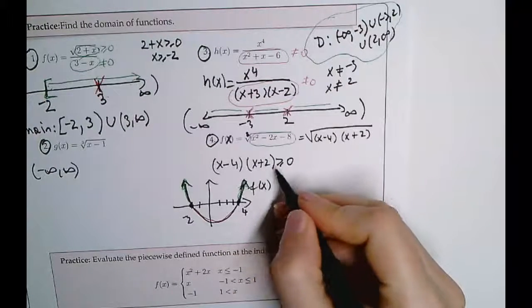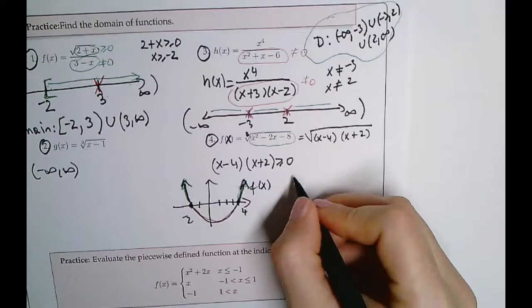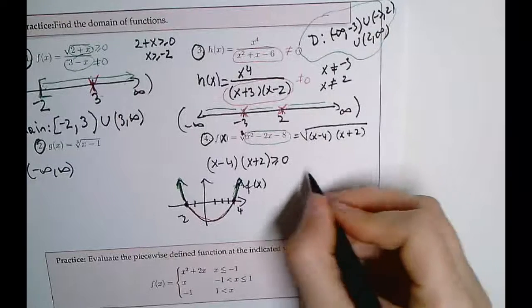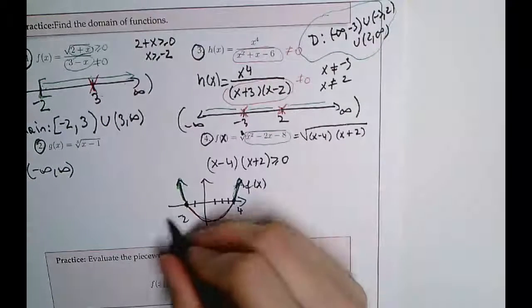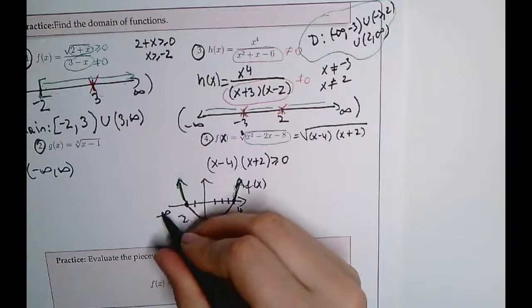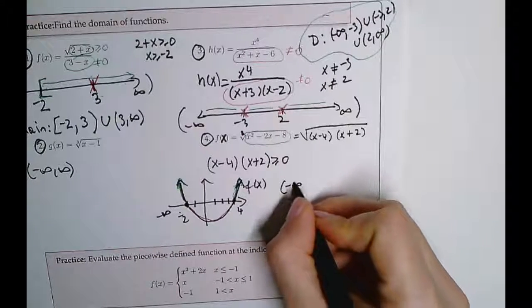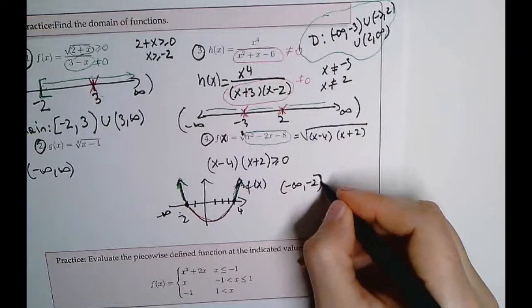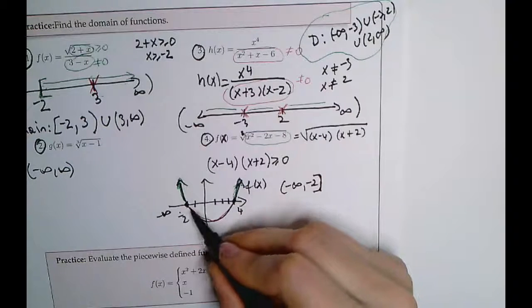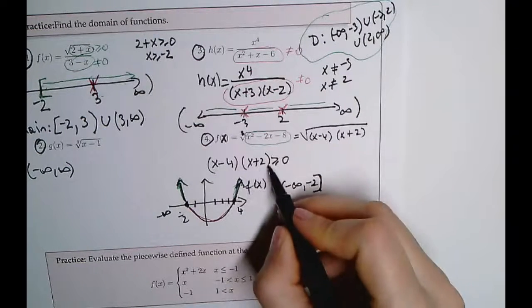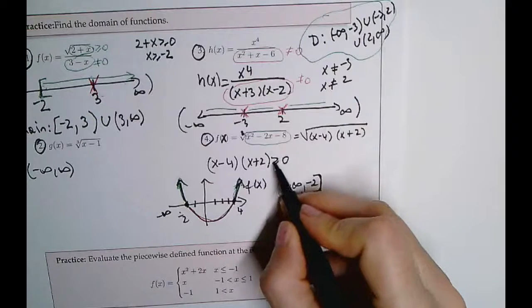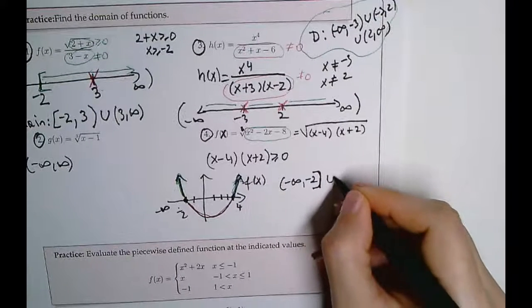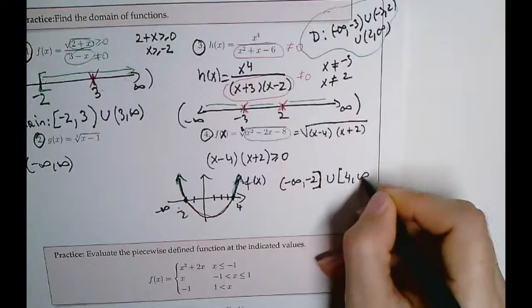So x minus 4 times x plus 2 greater than or equal to 0 happens for x between negative infinity and negative 2. Since it's greater than or equal to 0, I actually have to put a bracket for negative 2, because when x is negative 2, I get that the whole thing equals 0, and I have to include equals 0. And then union 4 to infinity.